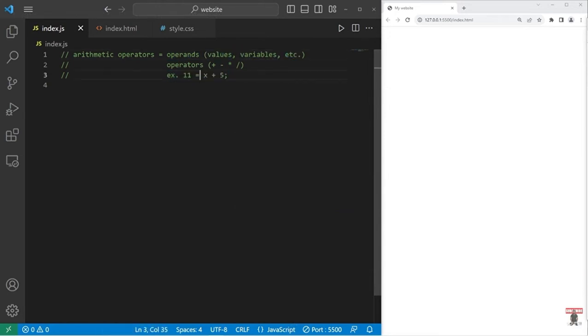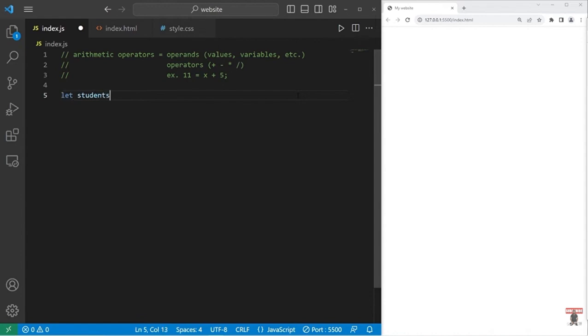So today I need to explain arithmetic operators. Because, well, programming can sometimes involve a lot of math. Operands are values, variables, etc. In this equation, 11, x, and 5 are all operands. Operators can include but are not limited to addition, subtraction, multiplication, and division. In this equation, the addition sign would be the operator.